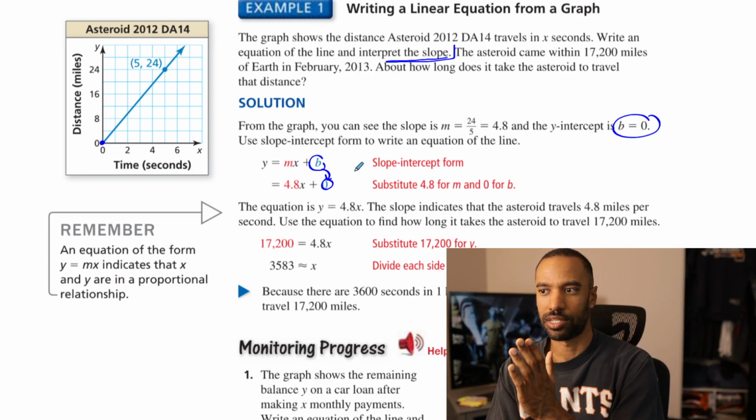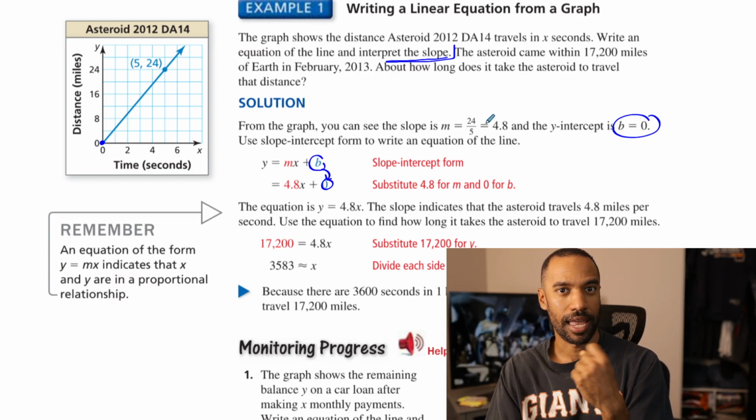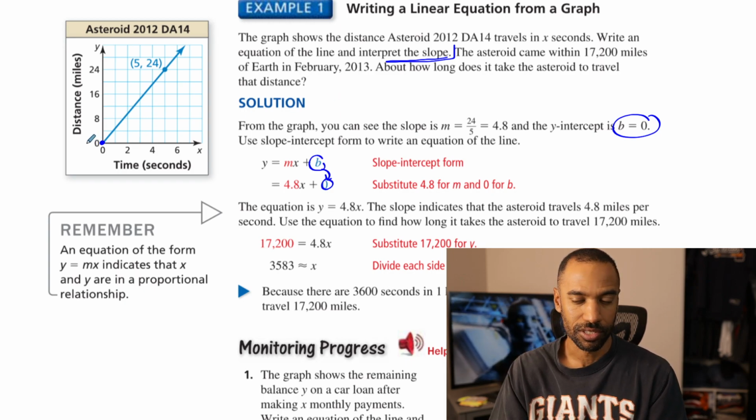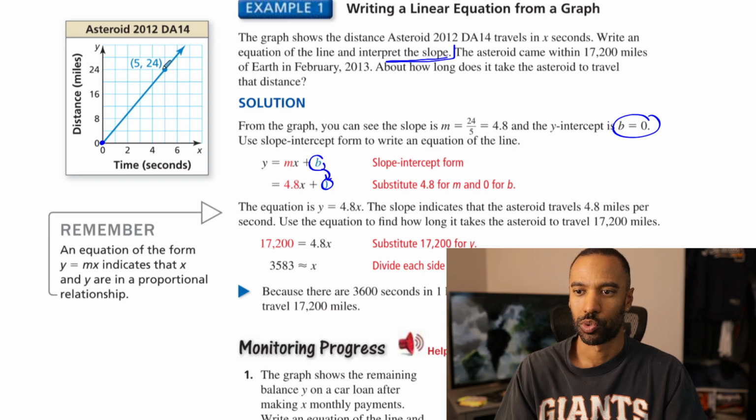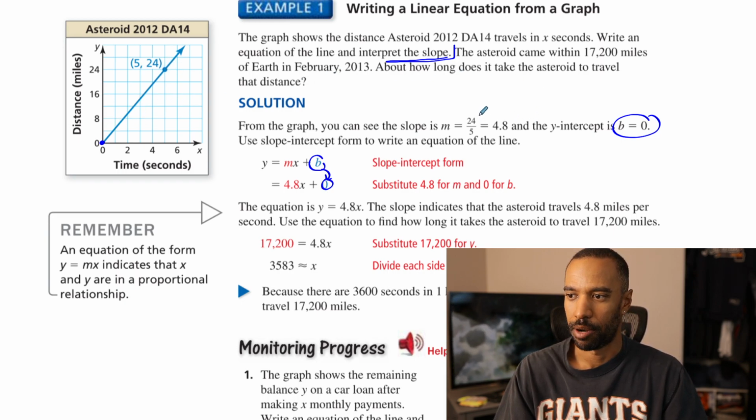The asteroid hasn't traveled any time, so it hasn't traveled any distance, I suppose is the way they're saying it. And then after 5 seconds, it travels 24 miles. Pretty fast. So what is 24 divided by 5?